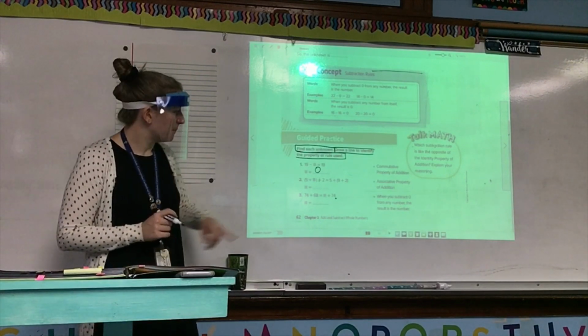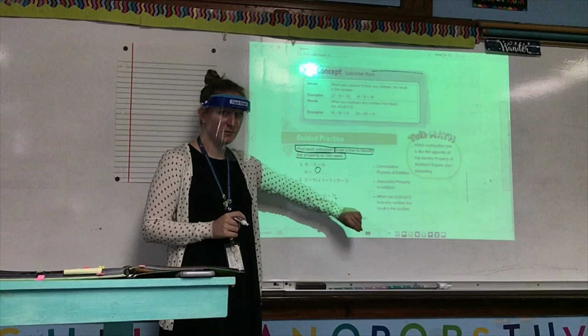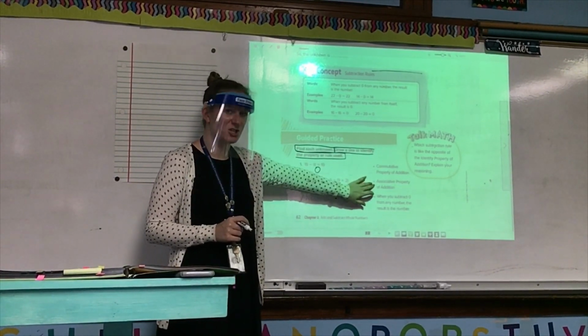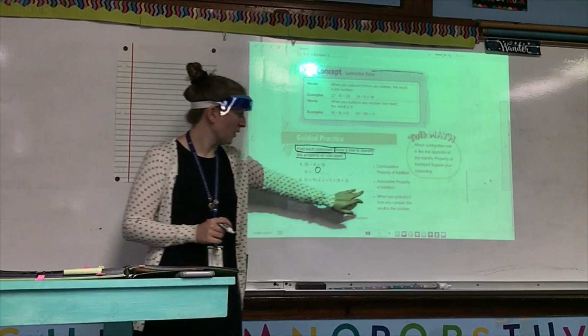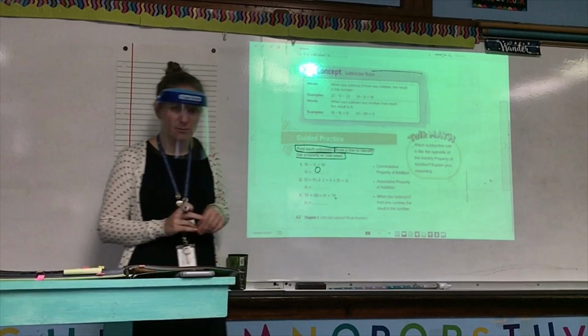Now, Smith, does number 1 represent the commutative property of addition, where we switch the orders? The associative property of addition, where we have groups? Or the subtraction rule, when you subtract 0 from any number, the result is the number?